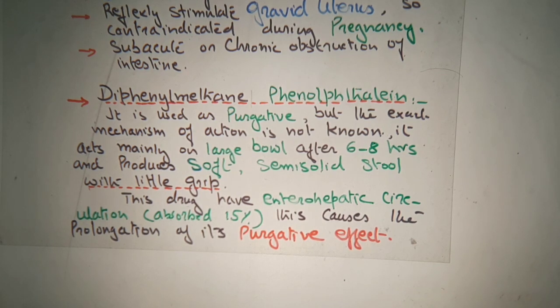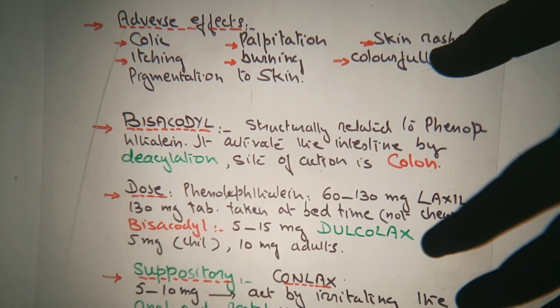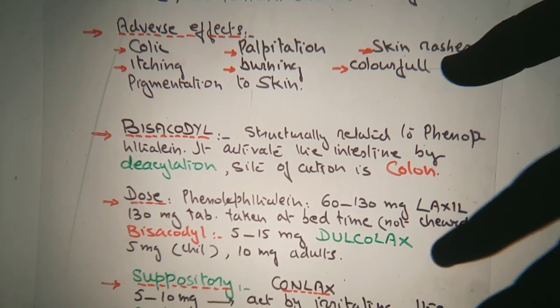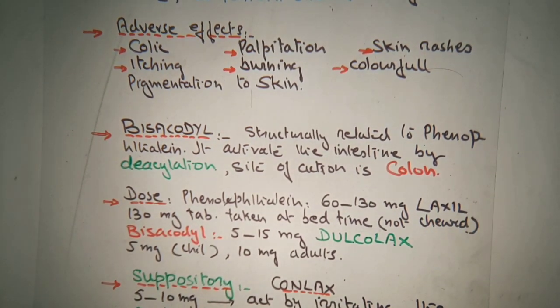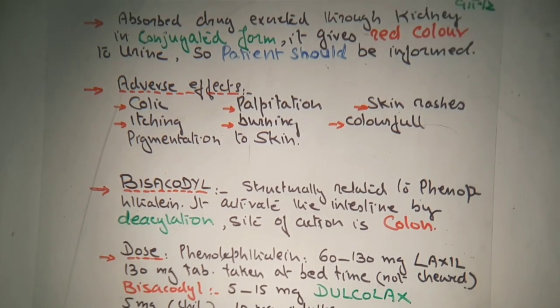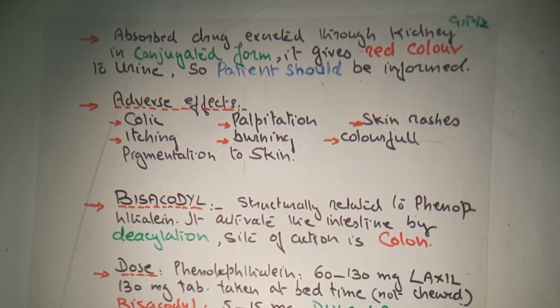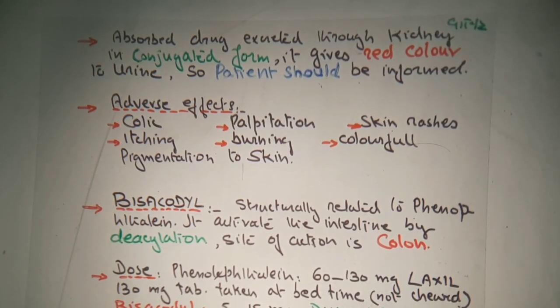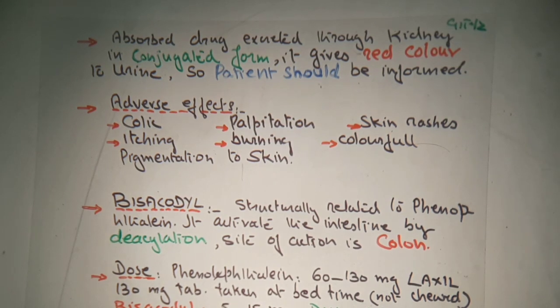So this enterohepatic circulation causes the prolongation of its purgative effect, because only 15% is excreted, the remainder is stored in the liver. Again, on requirement it comes into the intestine, shows its effect, comes to the bowel, shows its effects. Then after that, 15% is excreted and the remainder again enters into the liver.